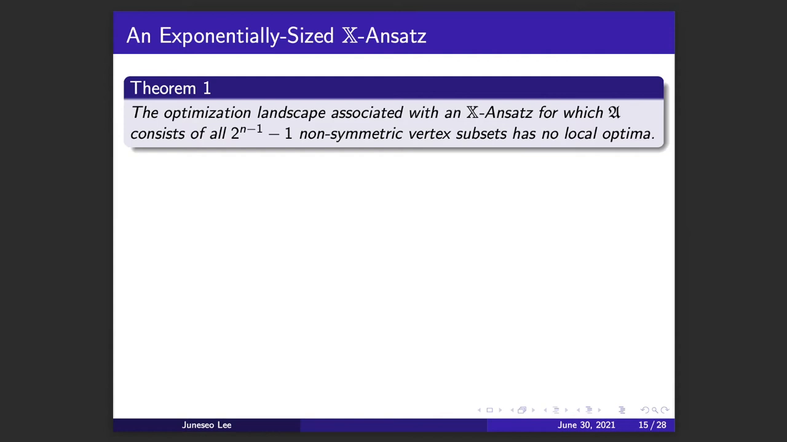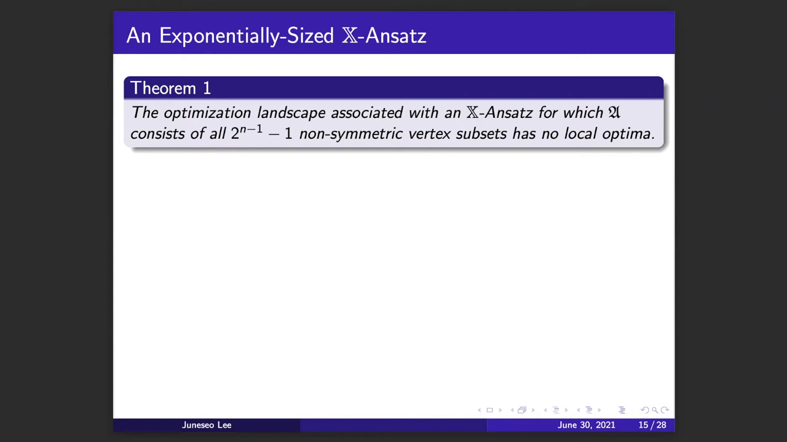Where by non-symmetric, I mean the ones that correspond to non-equivalent cuts. So basically, you start with 2 to the n possible vertex subsets on an n vertex graph. And since the cut of S is the same as the cut of S complement, since it's just the opposite, you can divide by 2 to get 2 to the n minus 1. And since the identity element is irrelevant, you get 2 to the n minus 1 minus 1.